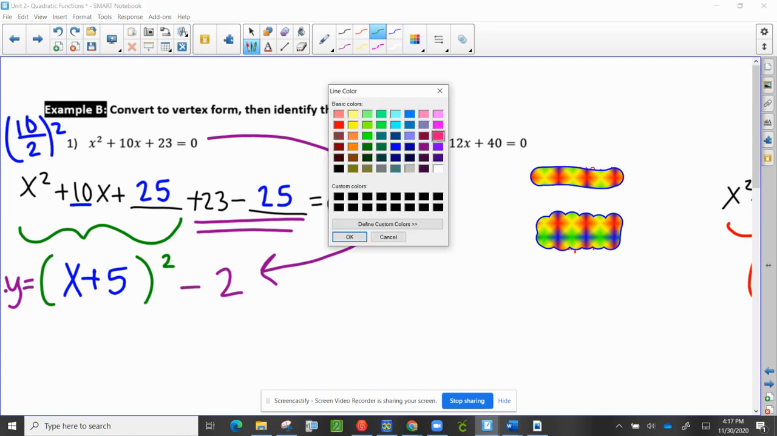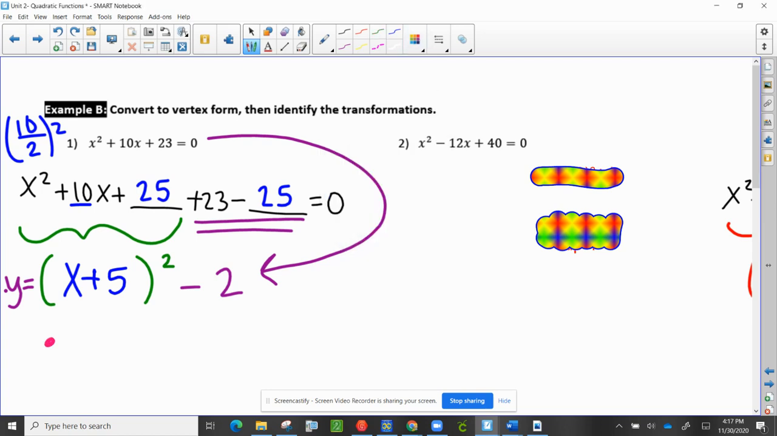So maybe I'll get a different color here. So that plus 5 tells me that this graph is going to move to the left. So it's going to be left 5. And then that minus 2 says that this vertex point is going to move down 2. So in this case, I know where my vertex point is without doing all that work. All we have to do is quickly rearrange the formula into vertex form.